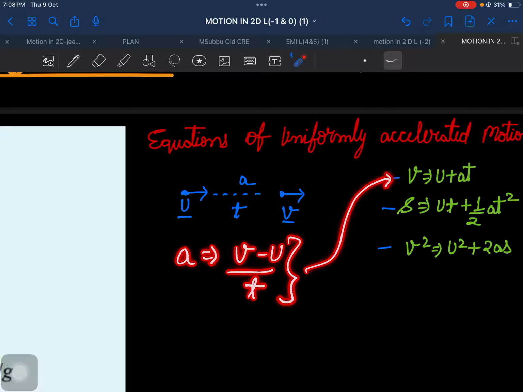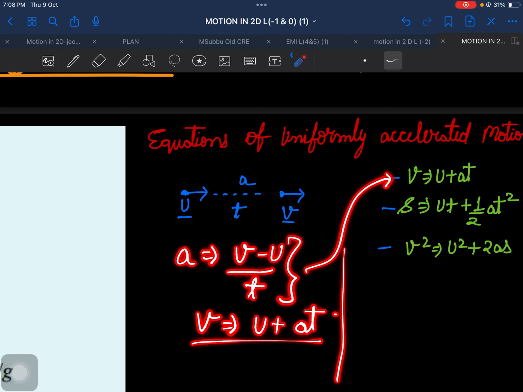Check. v equals u plus at, right? Just check, everyone. Then let us solve for the second equation. For the second equation, what we'll do is, speed is equal to, sorry, displacement.